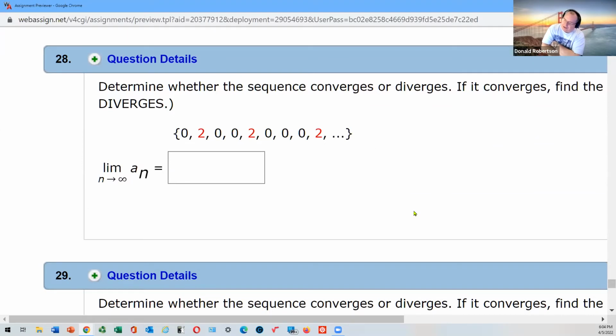28 has no formula. So all bets are off here. You just got to tell me the answer. Does this sequence converge or diverge? I don't need to know more than that. Does it converge or does it diverge?